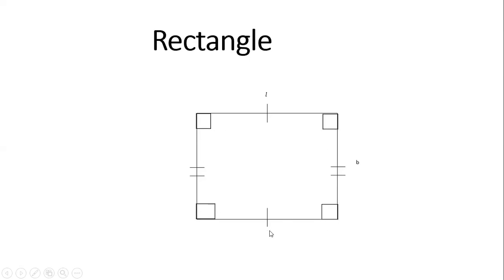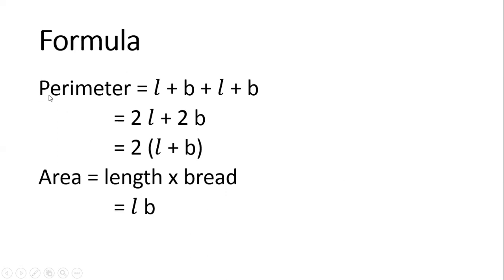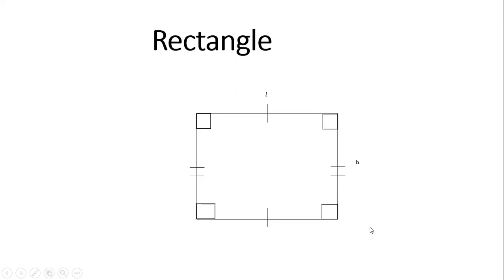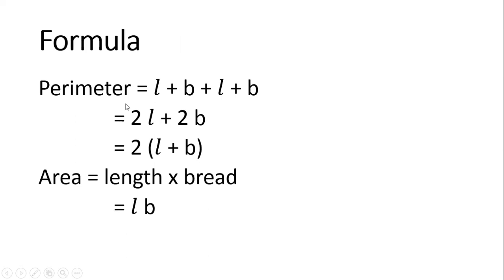So how do we move around the object? Perimeter, like we said, is moving around the object. That's length plus breadth plus length plus breadth. When you collect like terms, length plus length gives 2L, plus 2 breadth, which by factorization is 2 into bracket L plus B. The area is length times breadth, LB.